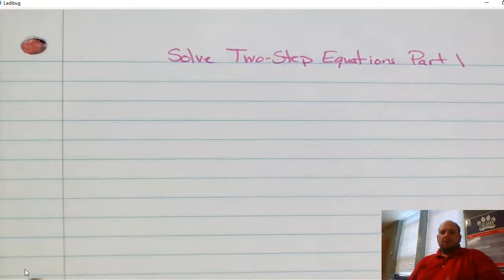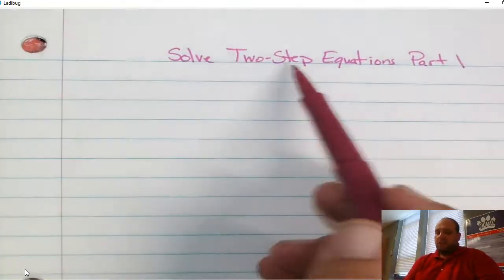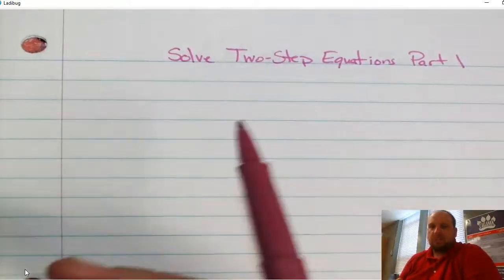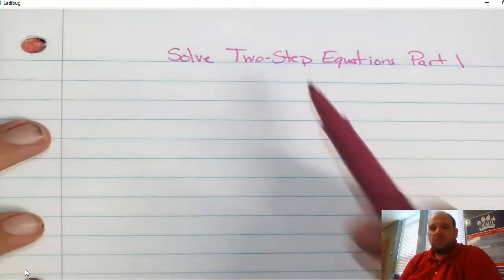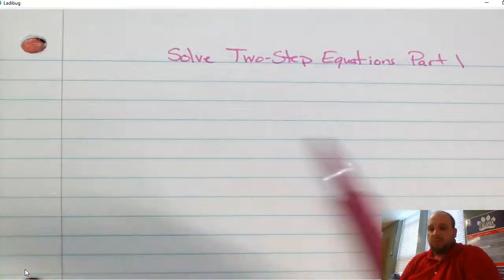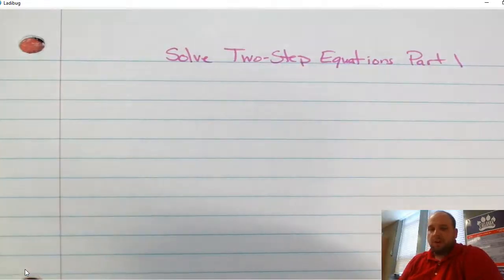All right, let's go ahead and look at solving two-step equations, part one. So if we look at this, we're going to solve, obviously, two-step equations. If I told you to take 2 steps, what would you do? You would take 2 steps, okay? Well, two-step equations means we're going to do 2 steps in order to solve these. So solving two-step equations means that we are going to have to do 2 things in order to solve them, all right?